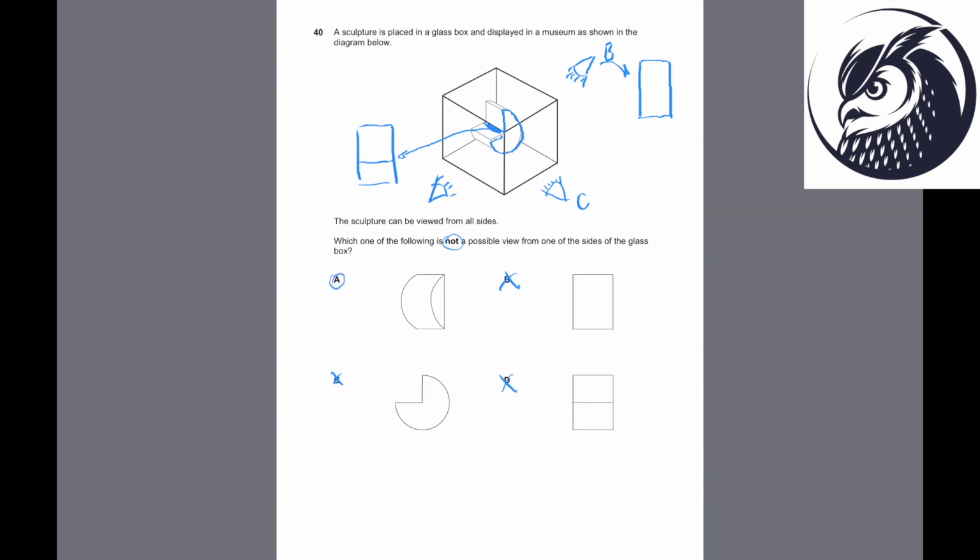And definitely for option A, it's not possible to view such an image from one of the sides of the glass box, and therefore we can confirm that answer A is not a possible view, and therefore the correct answer. And that brings us to the conclusion of all 40 questions of the 2021 Selective Test Thinking Skills paper. I hope you guys found this helpful, and hopefully you've gained some insight into how we should be approaching these different types of thinking skills questions.